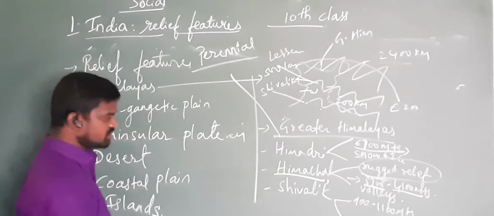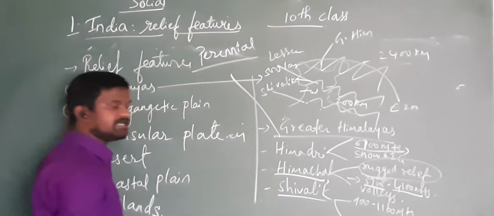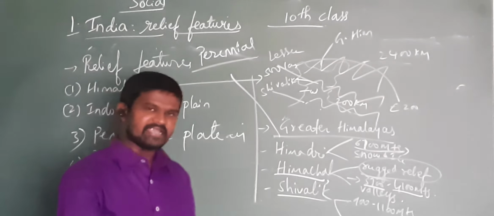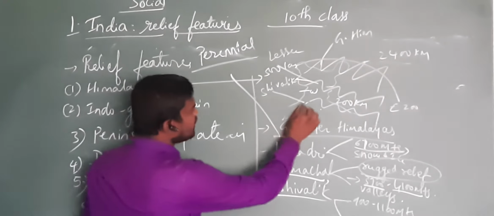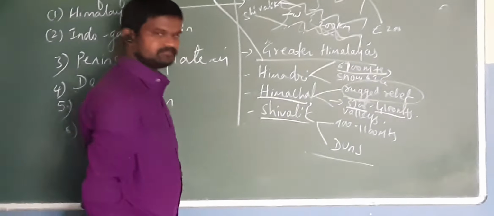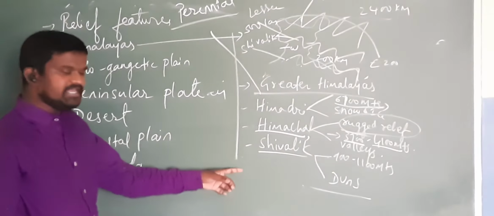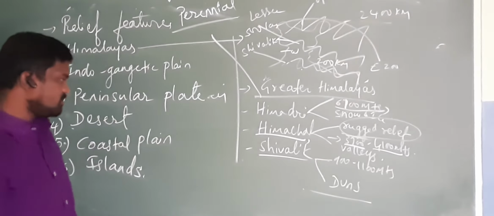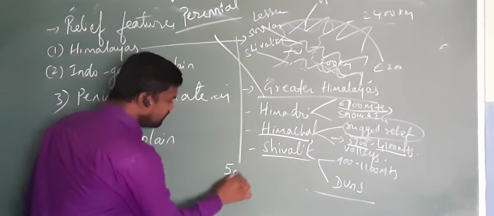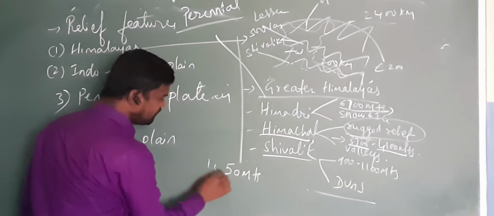And third, we discuss the Shivalik. The lowermost part of the Himalayas is called the Shivalik ranges. The width of the Shivalik is 10 to 50 meters.